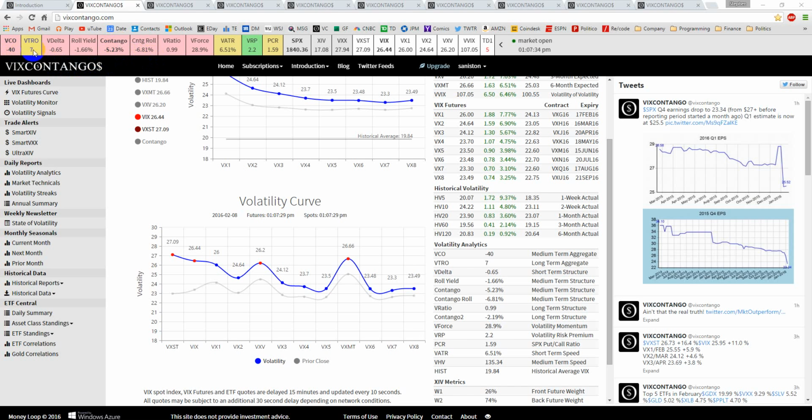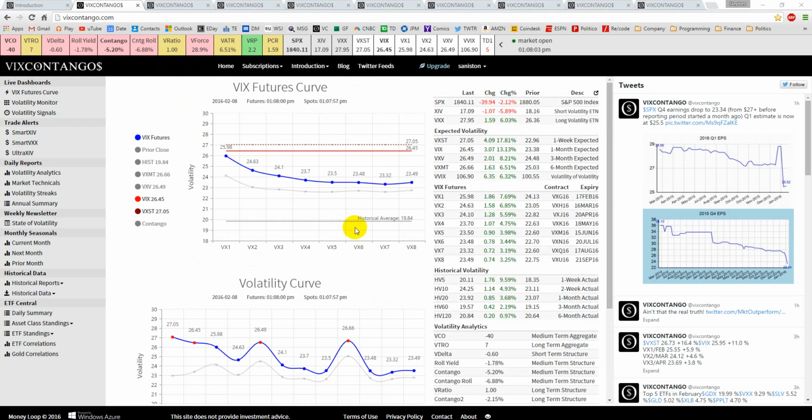If you roll over the actual number, you get to see when it was updated. And at this point, at 1 o'clock 1740. All of the values get updated every 10 seconds. The data is with a 15-minute delay, but they get updated every 10 seconds throughout the trading day.